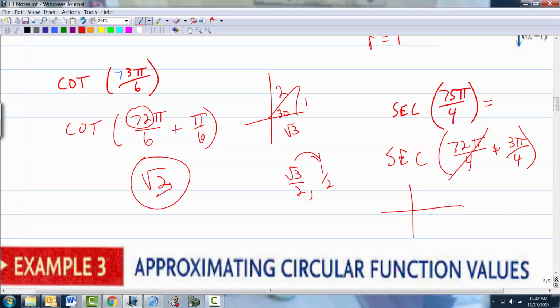Now, you should be able to get this one fast. What's cosine of a 45? Root 2 over 2. So what's secant? Root 2. That's what we should be able to do. Anytime you land on a 45, those are really easy. But what kind of sign is on it? Negative. There's the answer. That's how you do it fast.